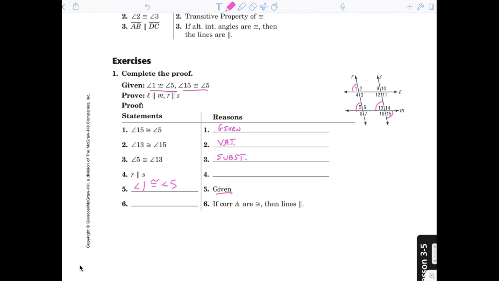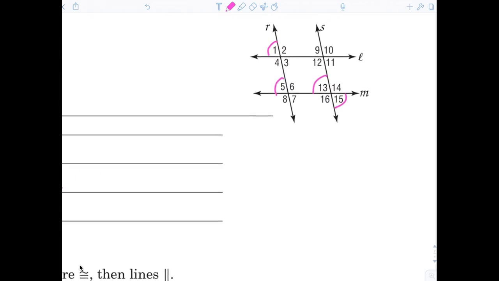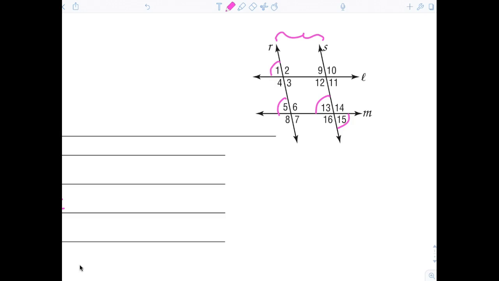All right? So why is line R parallel to S? Because 15 is congruent to 5. Good. So if 15 is congruent to 5, what are those? You could say alternate exterior angles. You could also say that 13 and 5 are congruent, so what type of angles are those? Corresponding. Yes, those are corresponding.